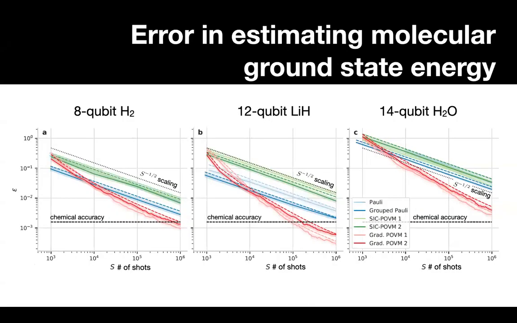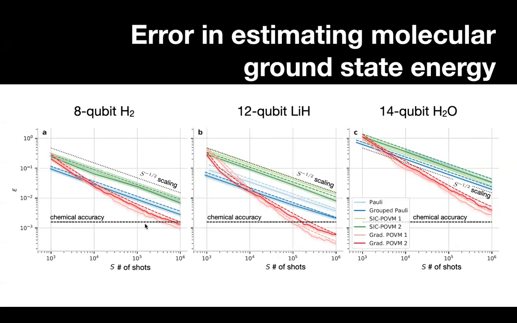Now, I'll give an example of how this works. We use this method in the quantum chemistry framework to estimate the ground state energy of different types of molecules, and in particular to estimate the error. In these plots, I will show the error in estimating the ground state energy. So the error here is epsilon. And of course, what I want to show is how epsilon changes as a function of the number of shots that I need to do, okay?